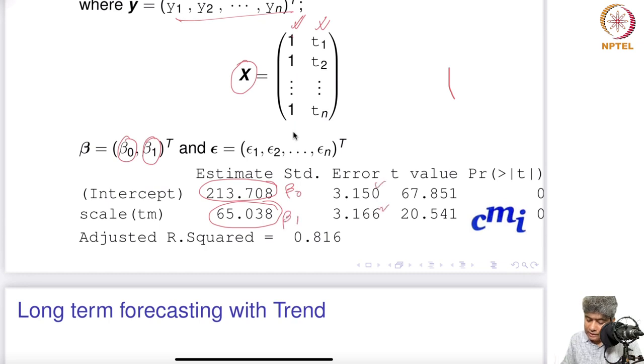These are the standard errors, these are the T values, and the P value is so small that it is pretty much rounded off to 0. So adjusted R square turns out to be 0.816. So almost 81% of the entire variability of the data can be explained through the trend.